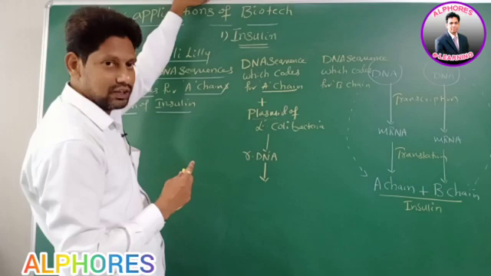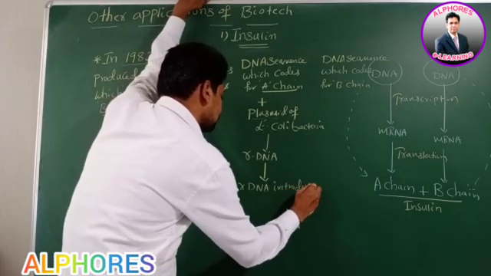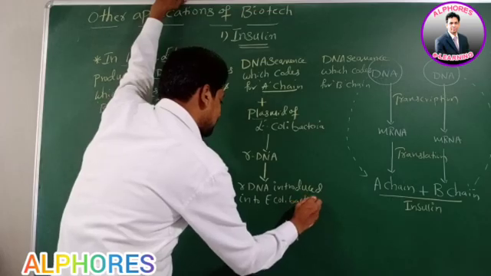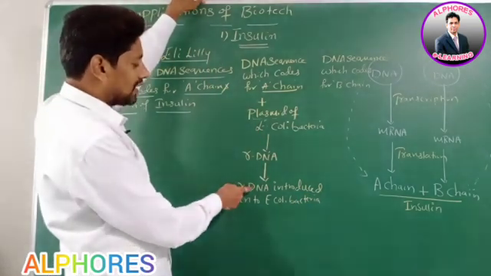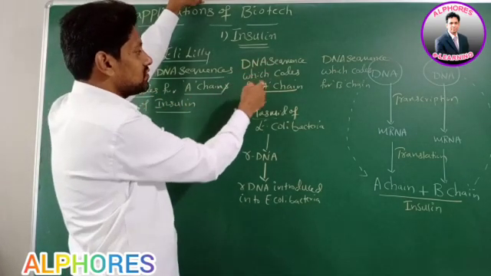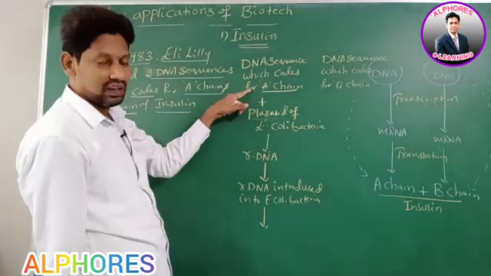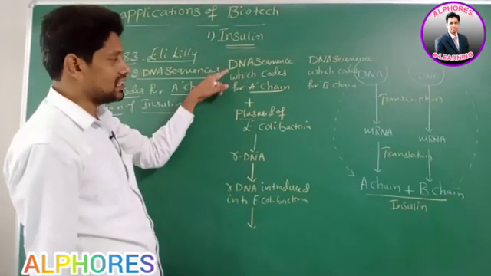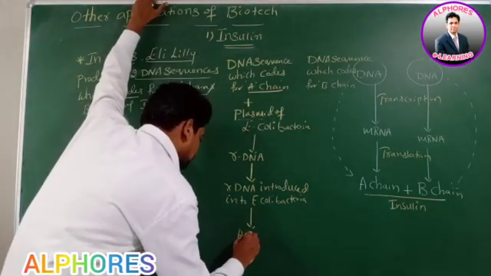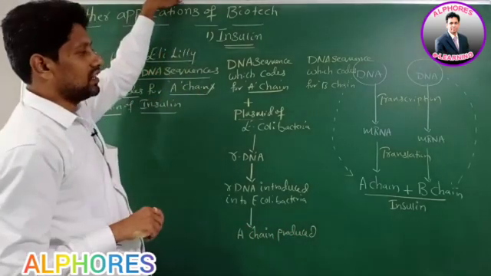This rDNA is introduced into E. coli bacteria. rDNA introduced into which bacteria, sir? E. coli bacteria. Now here rDNA means what, sir? Vector plus desired gene. What is the vector here? Plasmid. What is the desired gene? DNA sequence which codes for A chain. When this DNA sequence which codes for A chain is expressed, what is produced? A chain is produced.